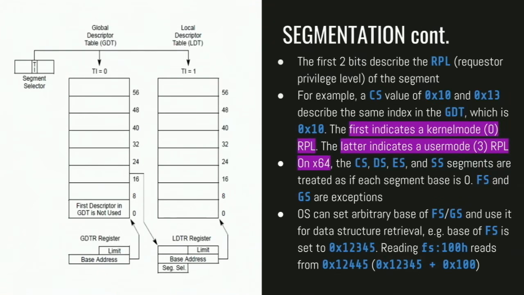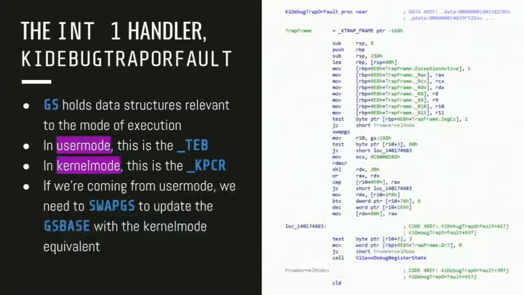And again, as I mentioned earlier, the first 2 bits of the segment selector explain what privilege level you're coming from, so whether you're coming from kernel mode or user mode. As an example, a CS value of hex 10 and hex 13 describe the same index inside of this GDT. One describes a kernel mode segment selector, the other describes a user mode one. So that's a very fast overview of segmentation. You don't have to understand too much of it, just the fact that it exists, and that it's based on how the OS handles where execution's coming from when you enter these interrupt handlers.